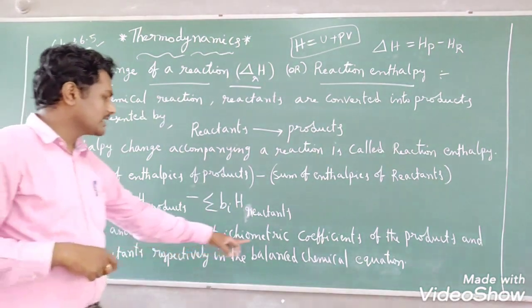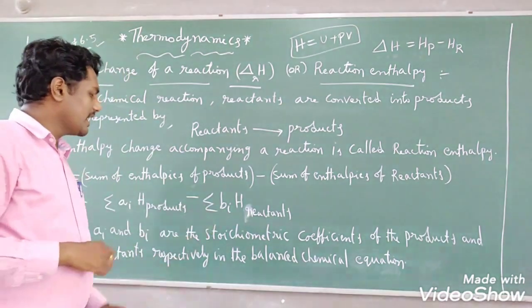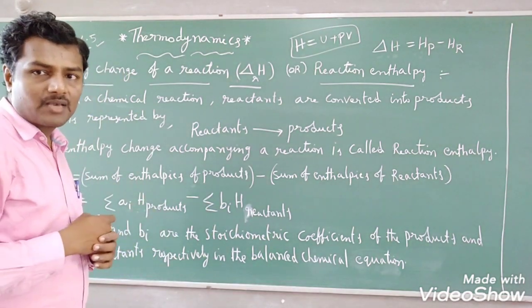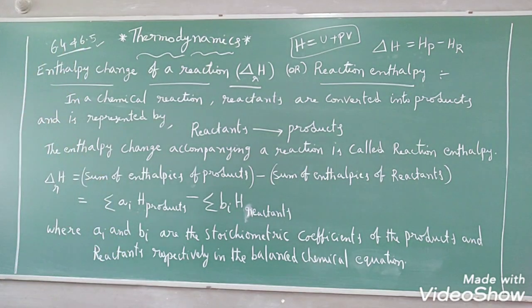Here a i and b i are the stoichiometric coefficients of products and reactants in the balanced chemical equation, students. Okay? Hope everybody understood. Copy this one.